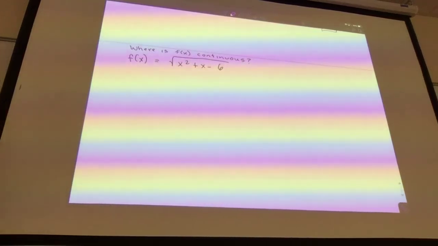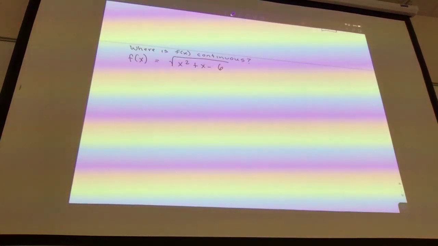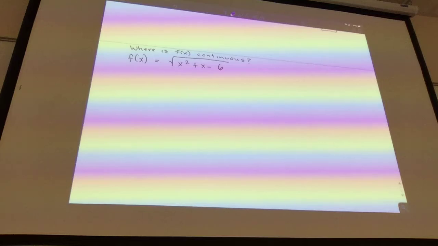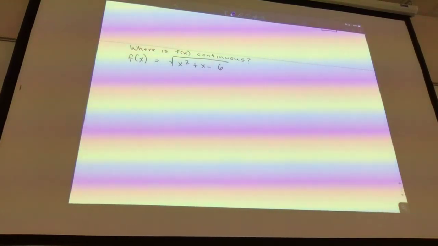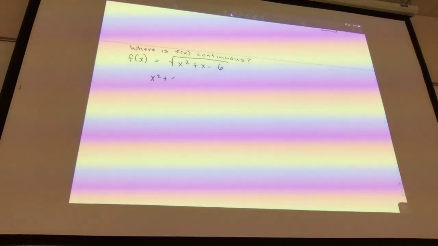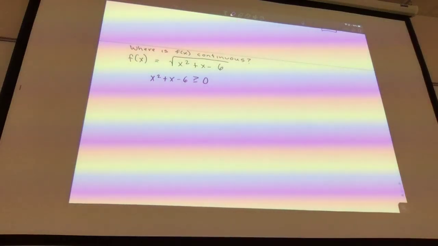Okay, so continuing the notes on continuity, we have a different f of x here, where we have the square root of x squared plus x minus 6. Now we know those have to be positive values because it's a radical, so all we know is that x squared plus x minus 6 must be greater than or equal to 0.